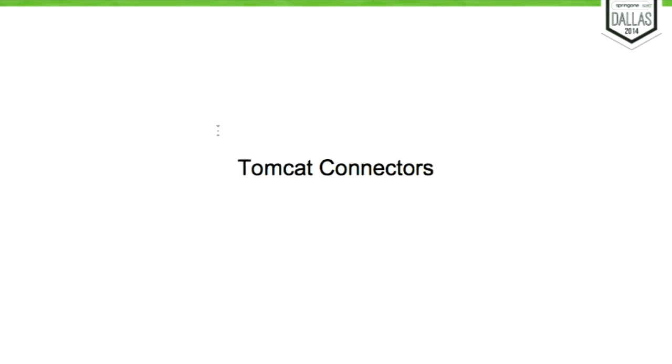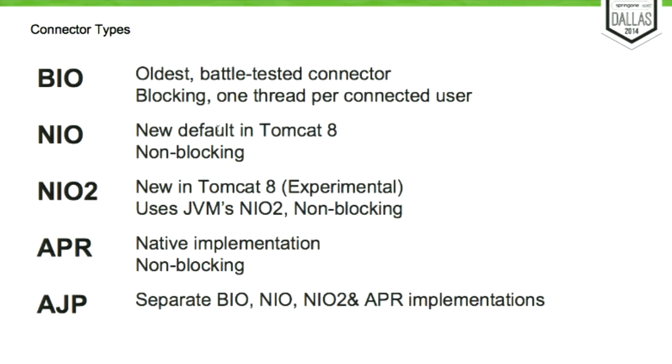Okay, so as Stuart mentioned earlier, there's a number of connectors that Tomcat gives you out of the box, and each one of them has its own strong points and weaknesses. So I'm going to run through the different connectors that you get and give you some idea when you might use one of them. So if you're using an older version of Tomcat, like 6 or 7, you're going to be with the BIO, or the blocking IO connector, as the default.